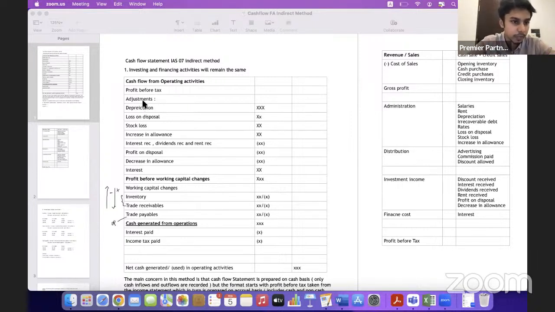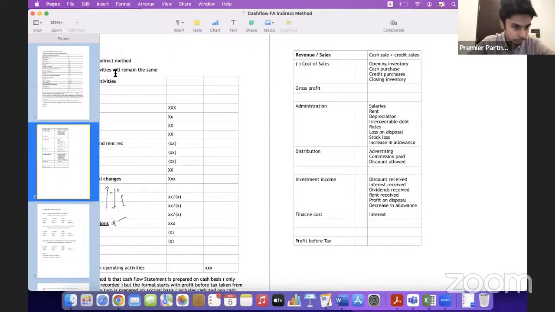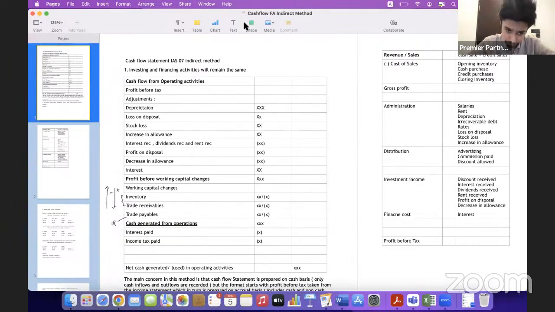Okay. In adjustments, what do we do? Expenses we add, incomes we deduct. Inside working capital changes, what we do? If current assets are increasing, minus. If it's reducing, plus. I'll share all these notes, whatever that I have, short notes, everything. I can share it with the institute's permission. I can share it to the group.